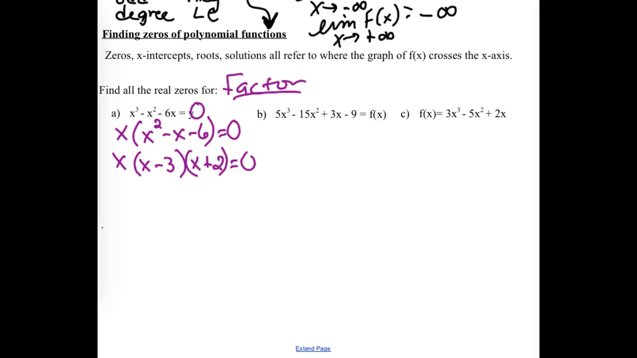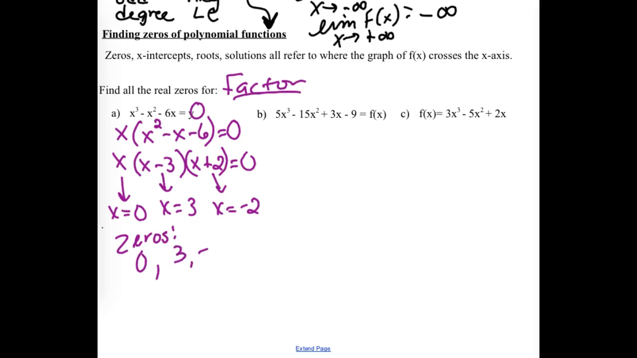And then my zeros are just what makes each of those factors 0. So one option, this front x could just be the 0. For this factor, my x could be a 3. 3 minus 3 would give me a 0. And for this one, x could be negative 2. That would create a 0 there. So I have zeros at 0, 3, and negative 2.